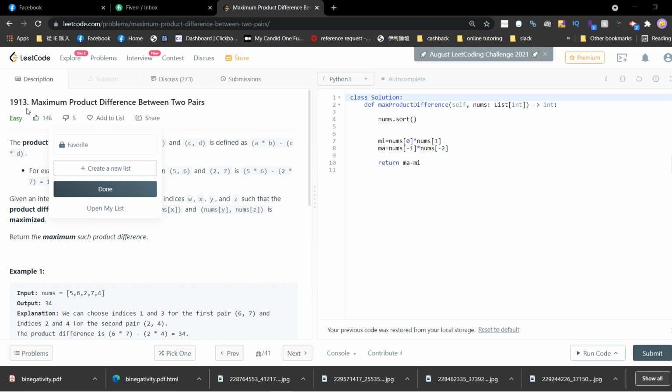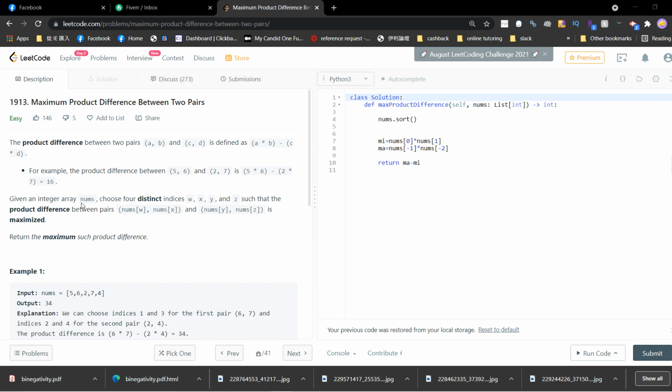So this problem is 1913, maximum product difference between two pairs. Let's define a product difference. If you have two pairs, then the difference is basically a times b minus c times d. For example, for (5, 6) and (2, 7), it is 5 times 6 minus 2 times 7, so 30 minus 14 is 16. Given an array called nums, you choose four distinct indices.